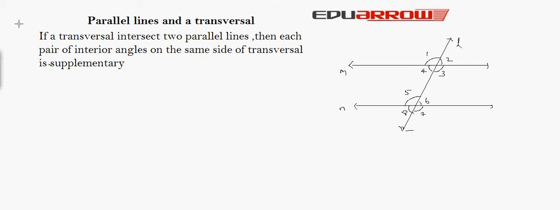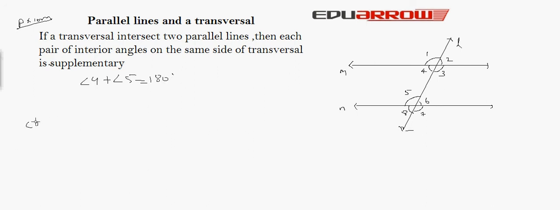Now, another axiom is, if a transversal intersects two parallel lines, then each pair of interior angles on the same side of transversal is supplementary. That is, we have two parallel lines M and N, and each pair of interior angles on the same side of transversal, that is angle 4 and angle 5, is supplementary, meaning the sum of these angles is 180 degrees. Angle 4 plus angle 5 is 180 degrees.